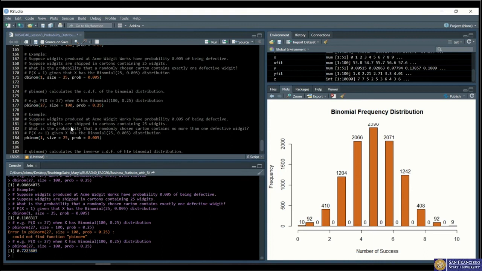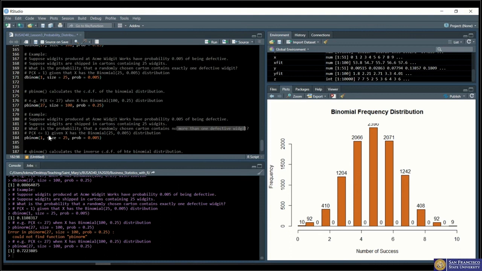So you can play around with these probability functions with an actual example. For the same setup right here, we are examining a box of 25 widgets with a probability of 0.005 to find a defect. What is the probability to choose a carton that has no more than one defective widget? No more than one means you can include one, but nothing more.